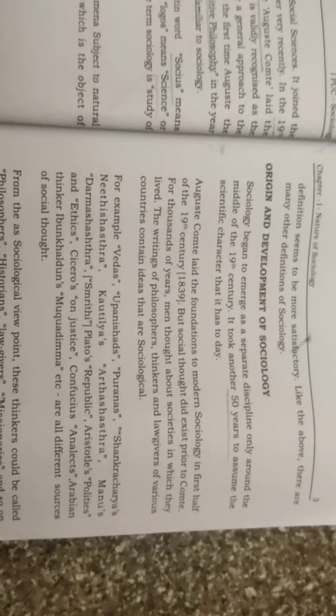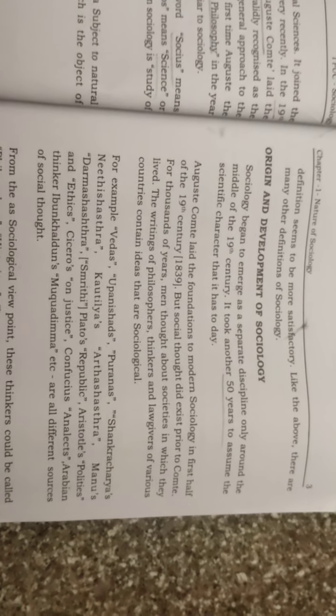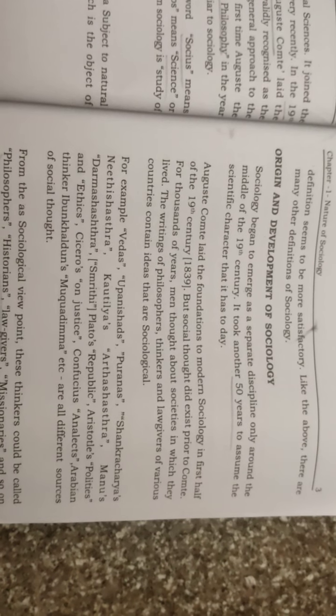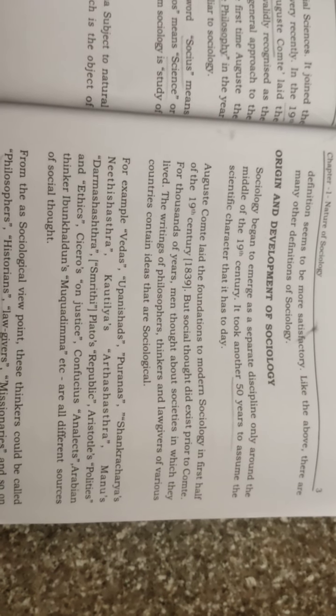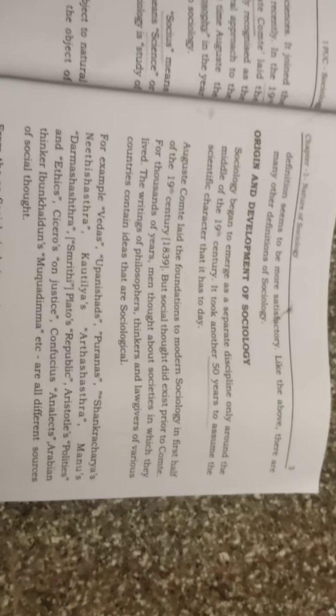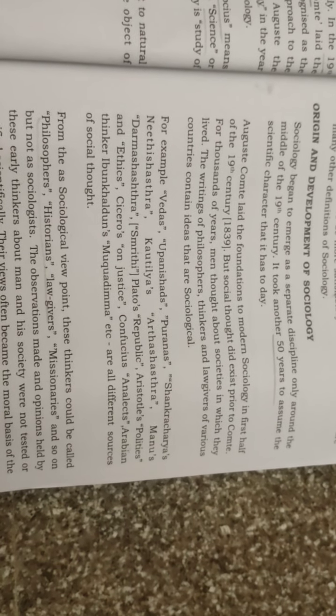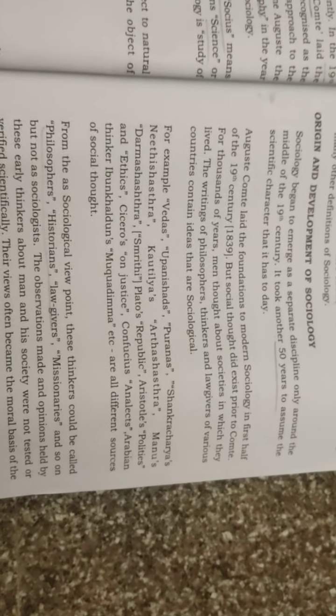Sociology began to emerge as a separate discipline only around the middle of the 19th century. It took another 50 years to assume the scientific character that it has today. So sociology was given a name in the 19th century, but it took almost 50 years to assume it. As we study sociology today, we give importance to it. So it took almost 50 years to shape the subject.